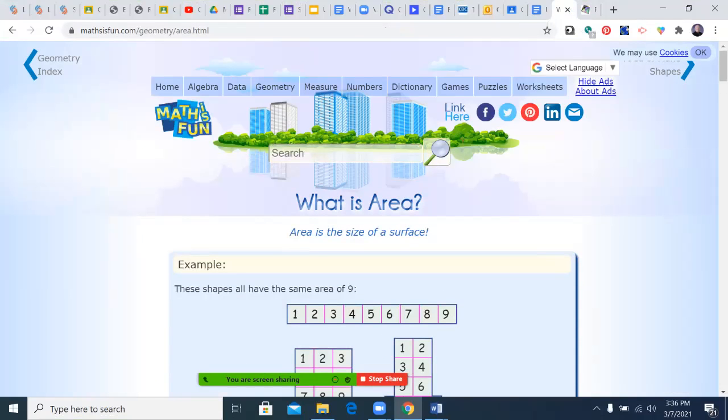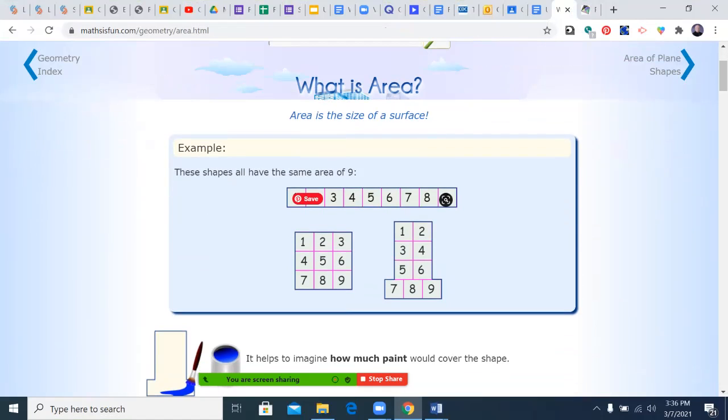We'll begin with area, and today we're going to use mathisfun.com to build our lesson off of. Area is the size of a surface. These three shapes all have an area of 9. I can check that by counting how many squares there are, and they've numbered them 1 through 9. Although this one is 1 times 9, and this is 3 times 3, and this is 3 times 2 and 1 times 3 together, all three distinct shapes still equal 9.